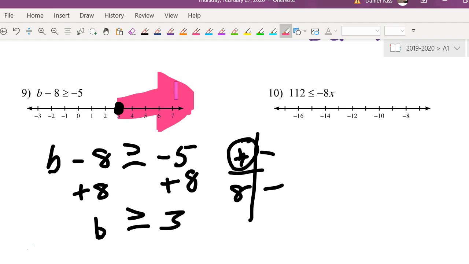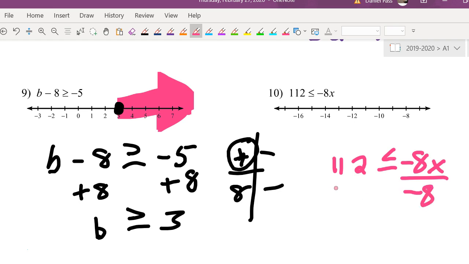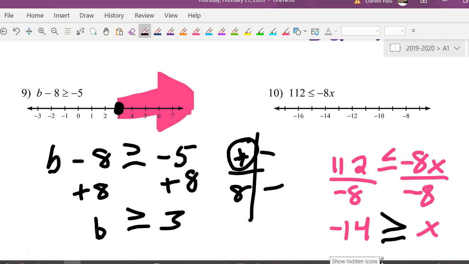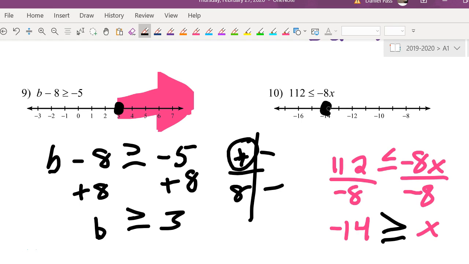Thanks. Okay, this number 10, I don't know about this one. I don't like this. Why do I not like this? Because we're going to divide by a negative. And you must make sure you change that sign. Alright, so negative 14, I'm making a closed circle. Right? And then I'm going to the left.